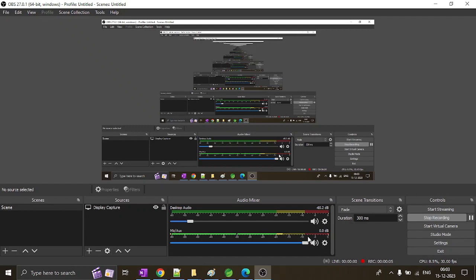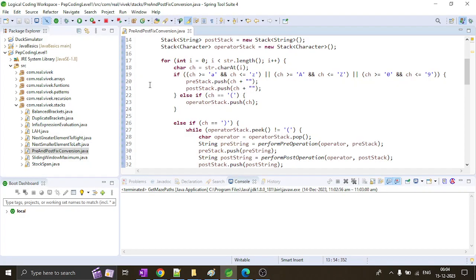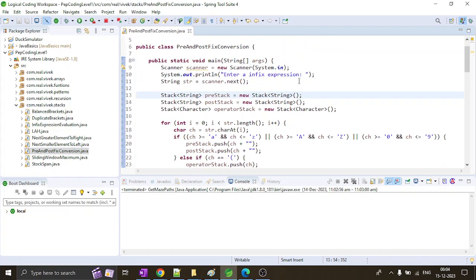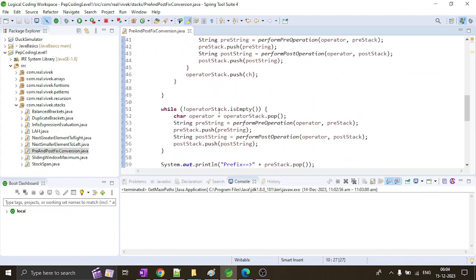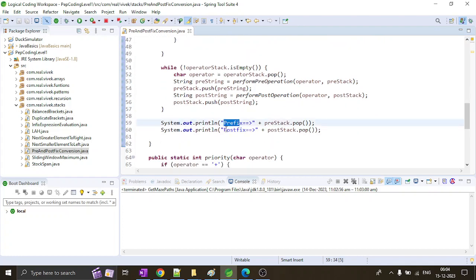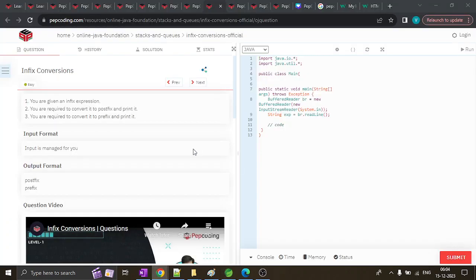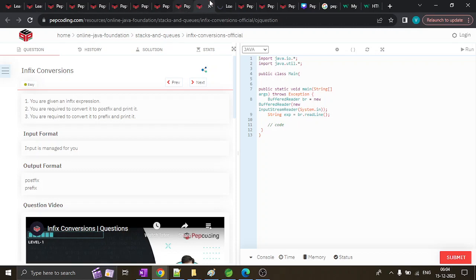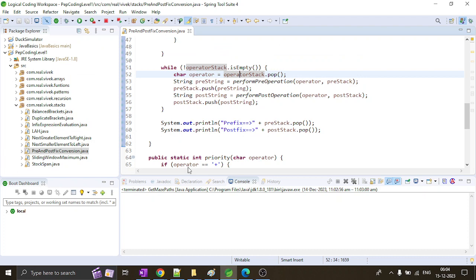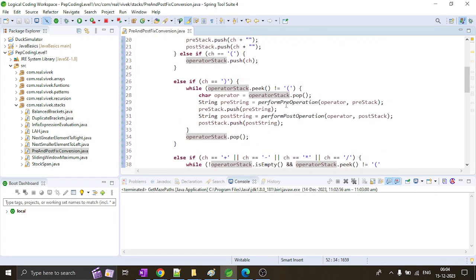In the last video of PepCoding Level 1, we had solved this question where we were given an infix expression, and from that infix expression we had to convert it into a prefix and postfix expression. So this was the question that we had solved. The name of this question is infix conversion, but in the video I mistakenly showed some other question, so I'm sorry for that. Let's revise what we had done in this question.